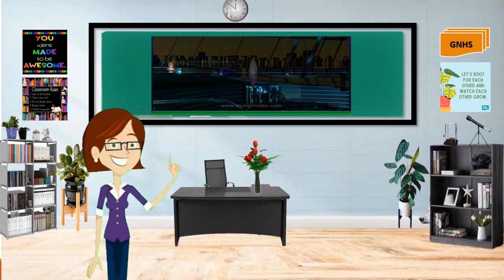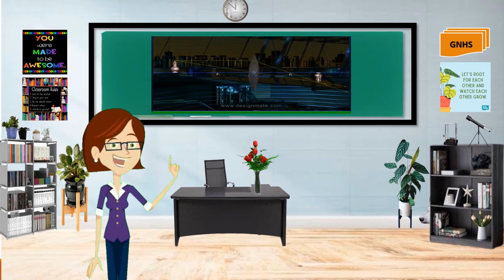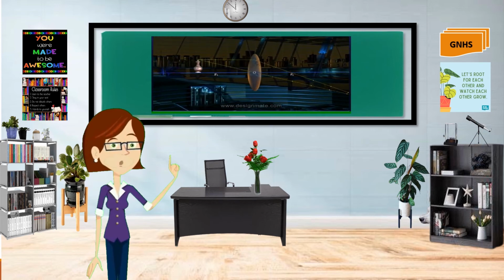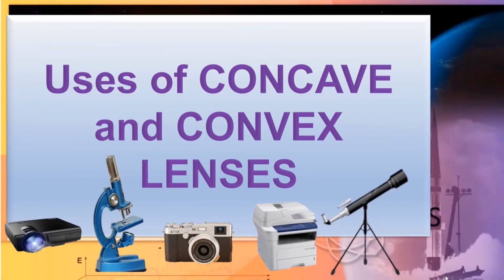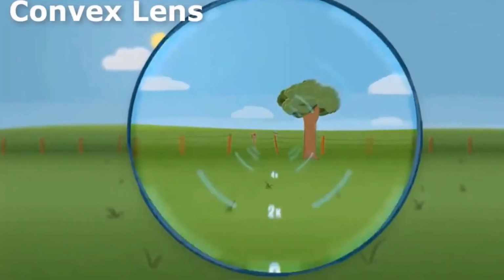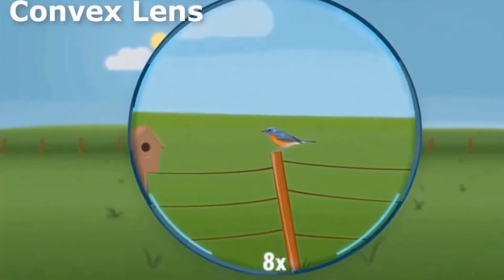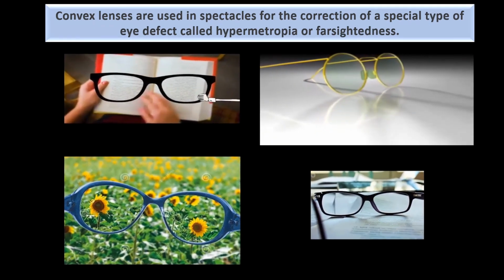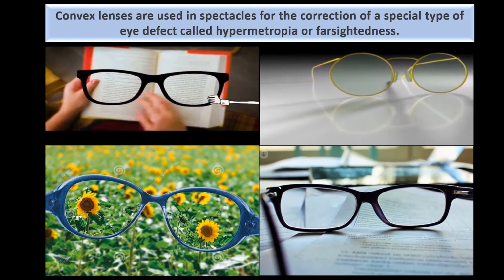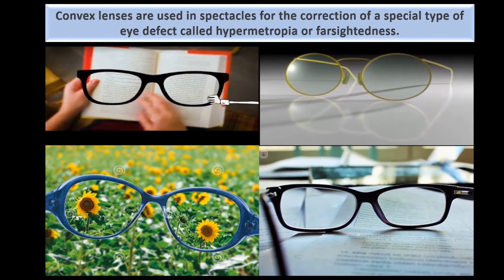Lenses are essential to our lives. We're able to see because each of our eyes has a lens that produces an image of the world around us. In fact, all the optical devices that are part of our everyday life make use of lenses. What are the uses of convex lens? Convex lenses are used in spectacles for the correction of a special type of eye defect called hypermetropia or farsightedness.